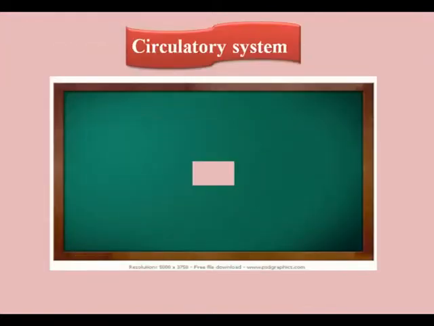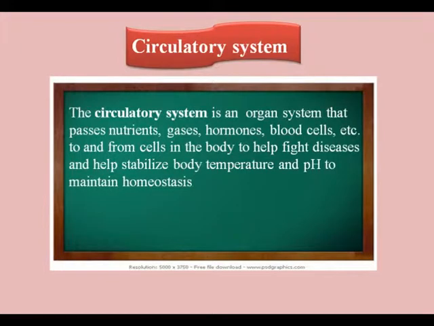So, circulatory system is an organ system that passes nutrients, gases, hormones, blood cells, etc. to and from cells in the body to help fight diseases and help stabilize body temperature and pH to maintain homeostasis. What is homeostasis? Homeostasis is to maintain the environment inside the body.